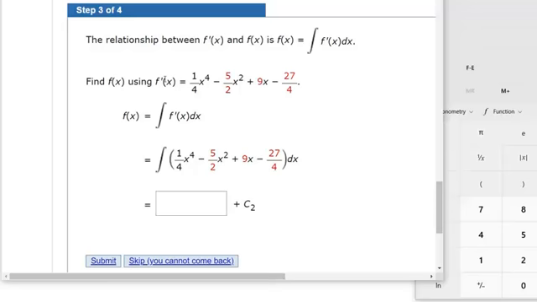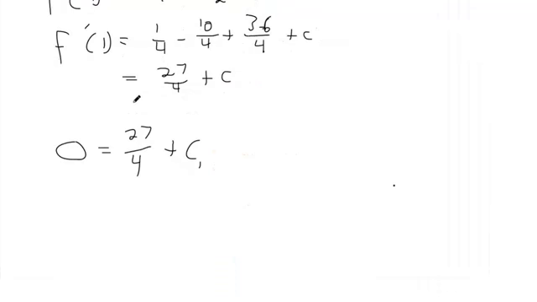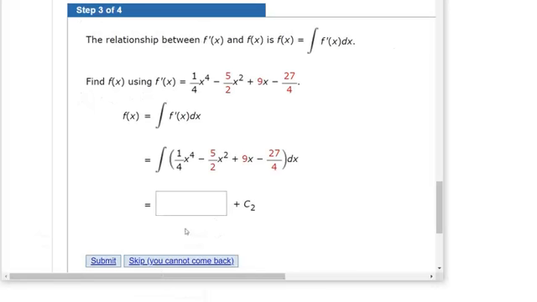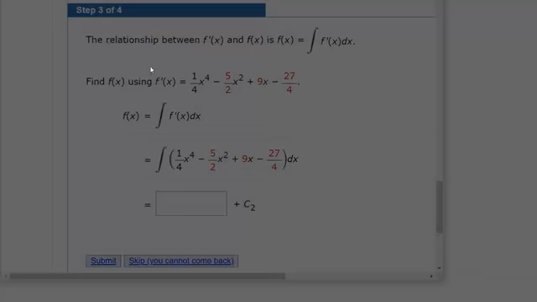Now they say, this is the first derivative. Find the original function. So we need another antiderivative. So if we go back to the drawing board here, this is our first derivative is this.